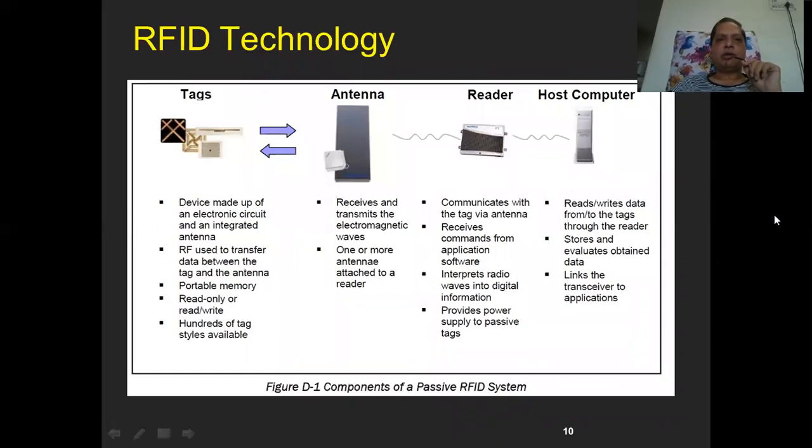Now RFID also comes in two types. One is the passive RFID system and the other one is the active RFID system. So what is a passive RFID system? A passive RFID system contains tags which are separate and communicate with the antenna, and the antenna communicates with the tags, and then it goes to the reader, and then to the host computer for further processing. We call it a passive system, where the system has four different stages.